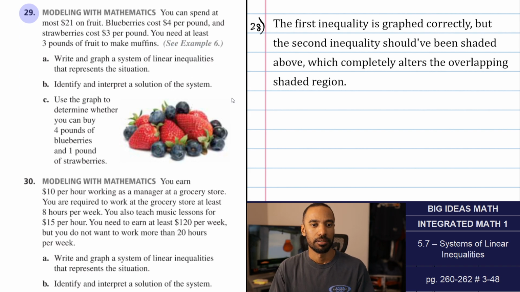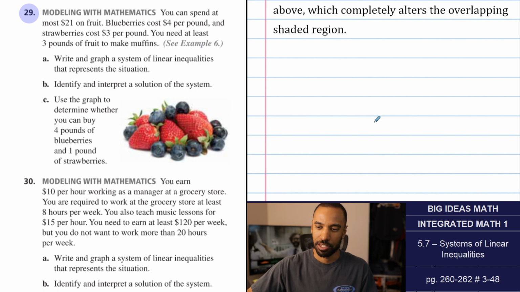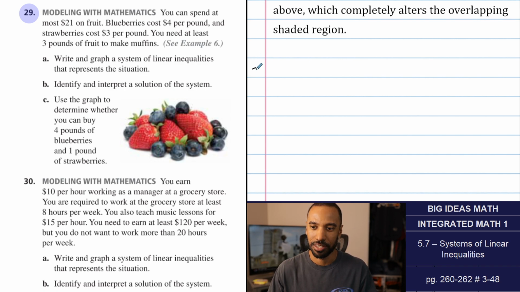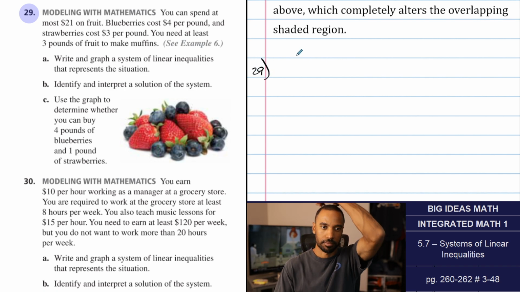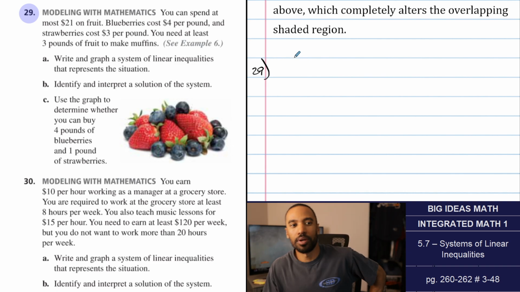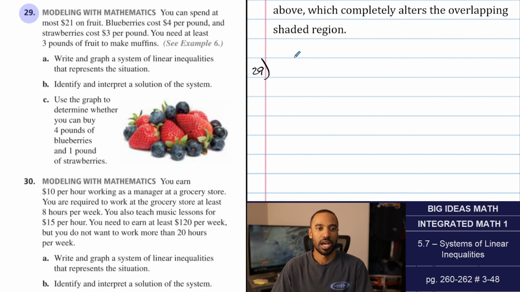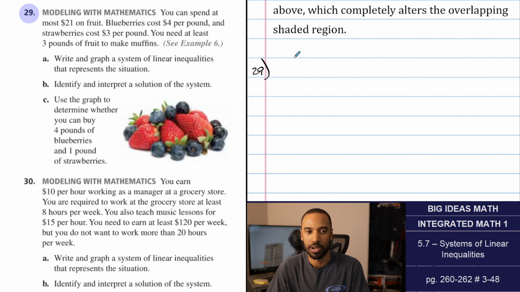Modeling with mathematics. My favorite kinds of word problems, systems of inequalities. You can spend at most $21 on fruit. Blueberries cost $4 per pound and strawberries cost $3 per pound. You need at least 3 pounds of fruit to make muffins. Write and graph a system.